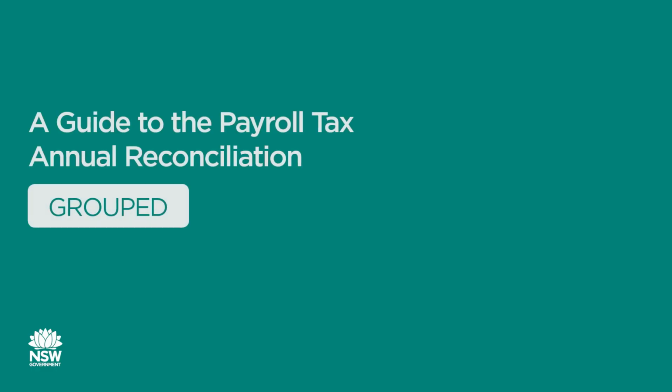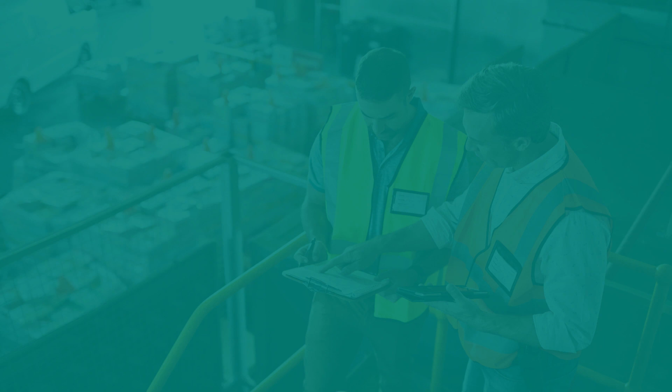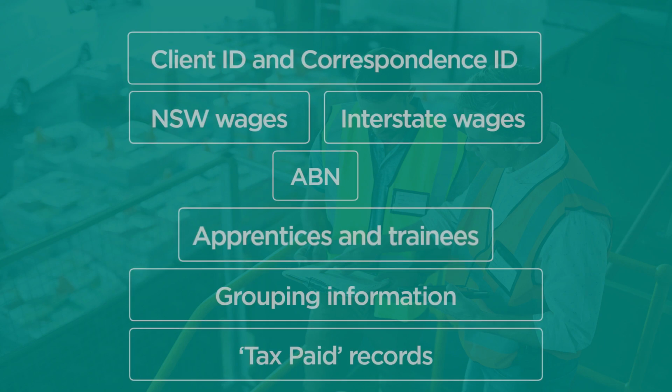Getting ready to do your payroll tax annual reconciliation. If you pay wages that exceed the New South Wales payroll tax threshold, you are required to lodge an annual reconciliation by 21 July each financial year. Here are a few tips to help you complete your reconciliation accurately.